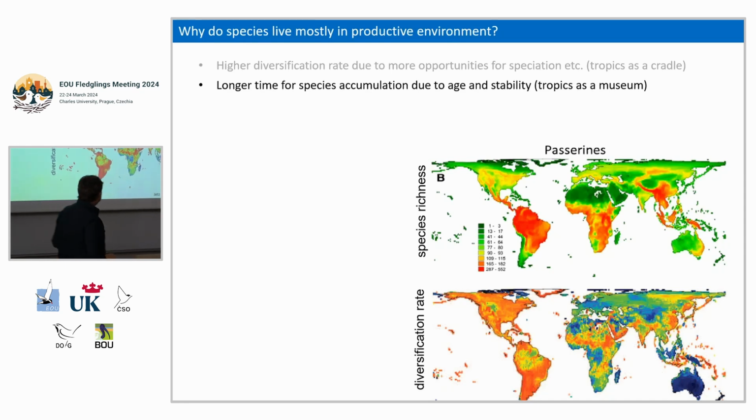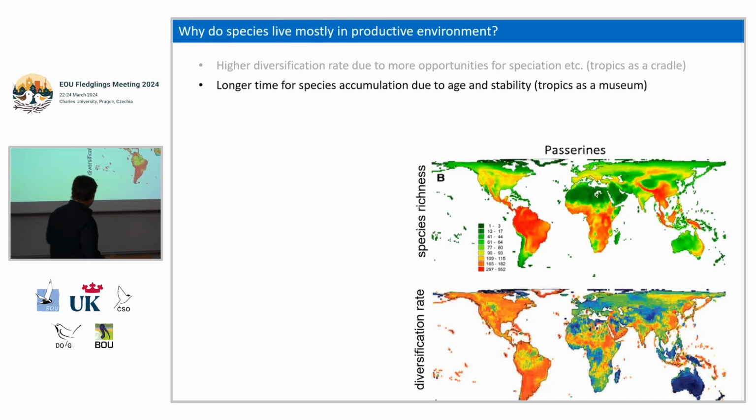The problem is that when we have a look at patterns of diversification across the globe, in contrast to patterns of diversity, they look very messy. Here, these are patterns of diversity in passerines. You can see that it is very similar to the diversity of all birds, which makes sense because passerines represent more than half of all bird species. But if you have a look at the diversification rate, the higher diversification rate, it looks messy.